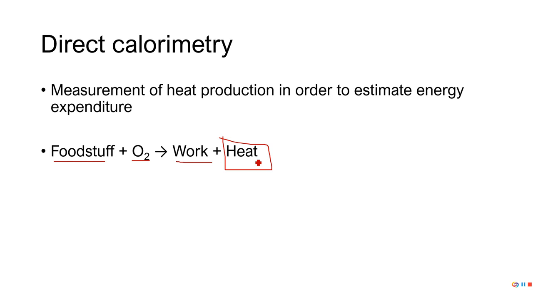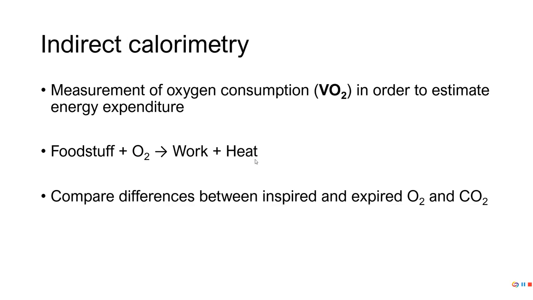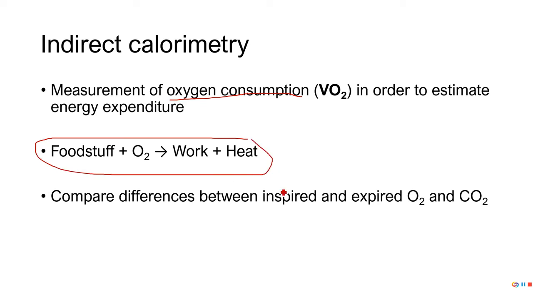And so what we use is something called indirect calorimetry. We use VO2, which is oxygen consumption, as an estimate for energy expenditure. So it's still the same idea, but we're estimating this. The way we do this is we are able to measure how much oxygen is coming in and how much going out, as well as CO2. And then that gives us an idea of what's going on.